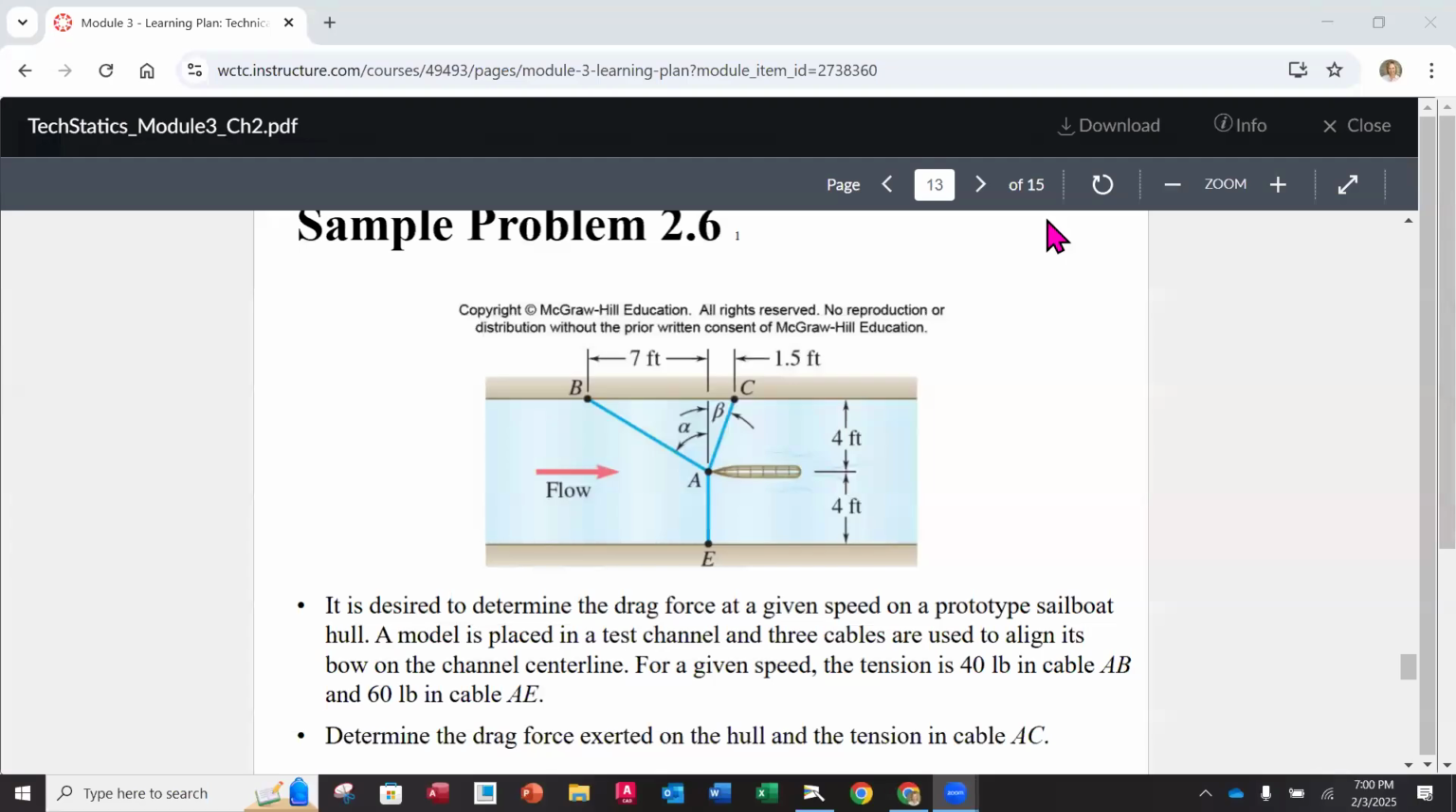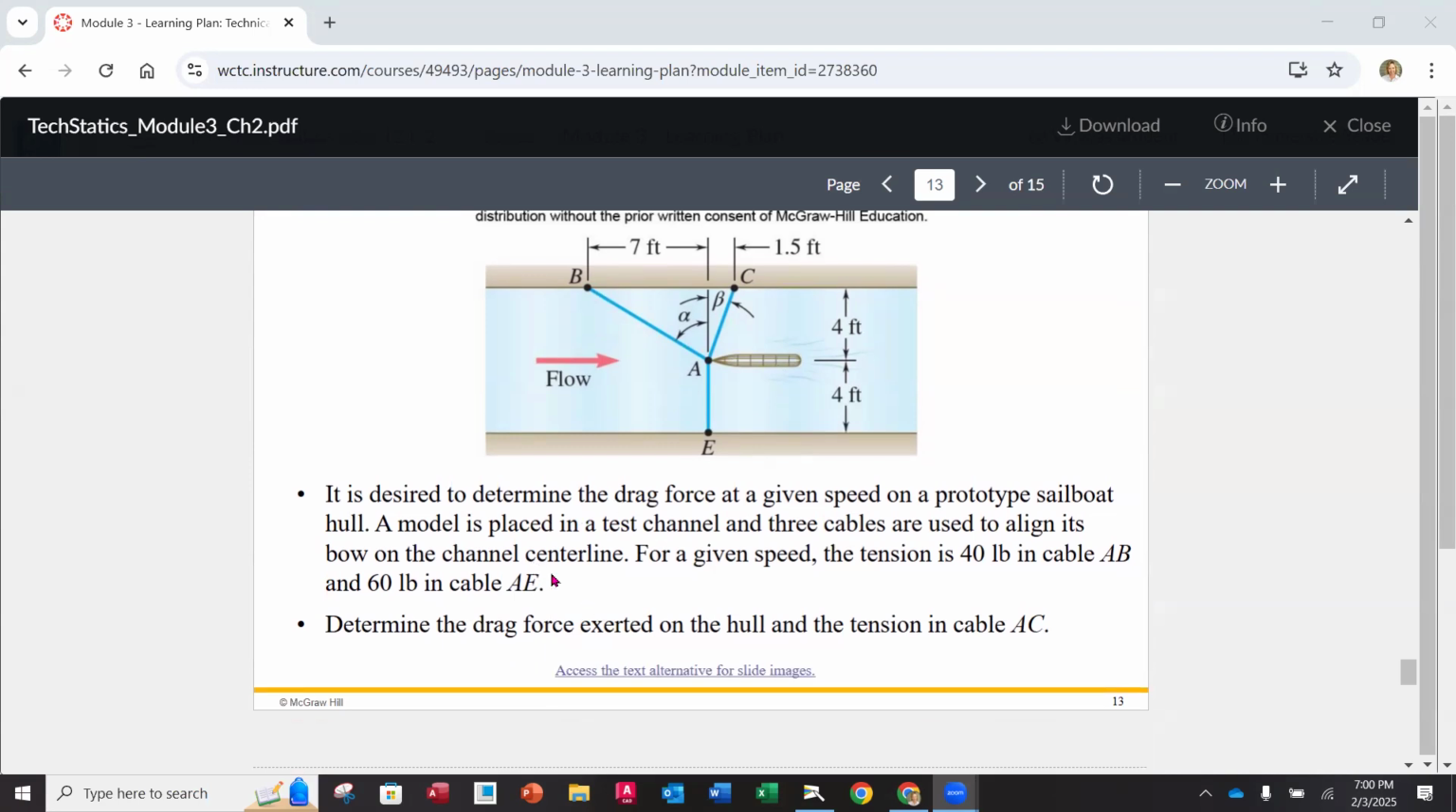Okay, so we're ready to look at sample problem number 2.6. Now, in this problem, the illustration is right above here, and it says that it is desired to determine the drag force at a given speed for a prototype sailboat. So we're looking at the top view, if you would, of that.